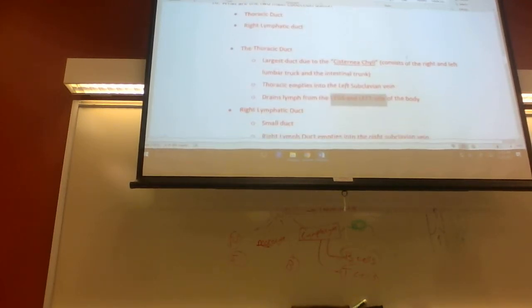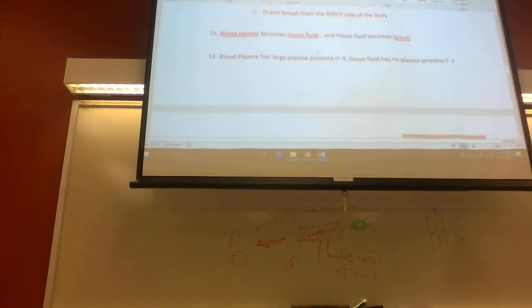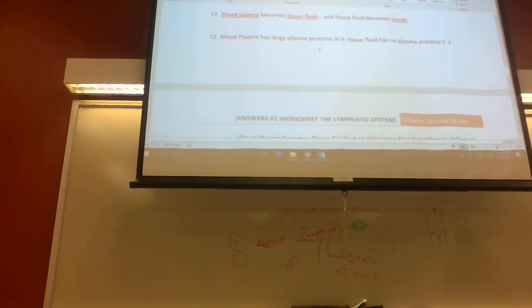Kind of weird. Usually everything's symmetrical, but it's not symmetrical. So she may put left lymphatic duct, and there's no such thing as a left lymphatic duct. It's the thoracic duct. So I can see her being tricky. But yes, that is true. It is typically symmetrical.